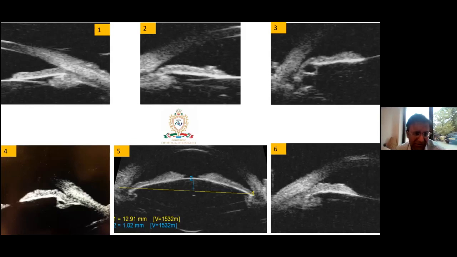So what would you do in this case? ITC is more than 2 quadrants, pressure is normal, vision is 6/6, the patient is quite young, and would you do clear lens extraction or just wait?